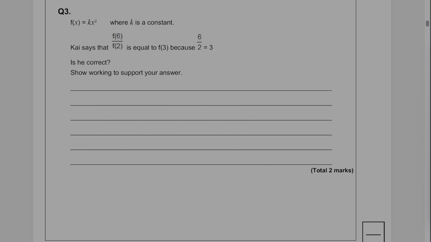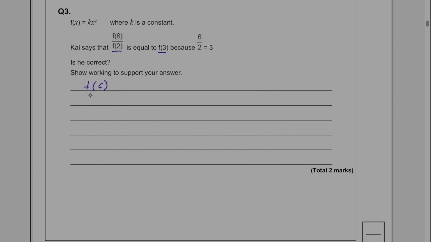Okay, so I'm going to do this. I've got to do really 2 stages for this. First of all, I've got to show what this would equal, and then secondly, I've got to show what this would equal. So let's start with the function of 6. Let's go f of 6, and I'll go straight to divided by f of 2. And that's going to be equal to f of 6 would be k times 6 squared, and f of 2 would be k times 2 squared, which would give me 36 divided by 4, which would give me 9k.